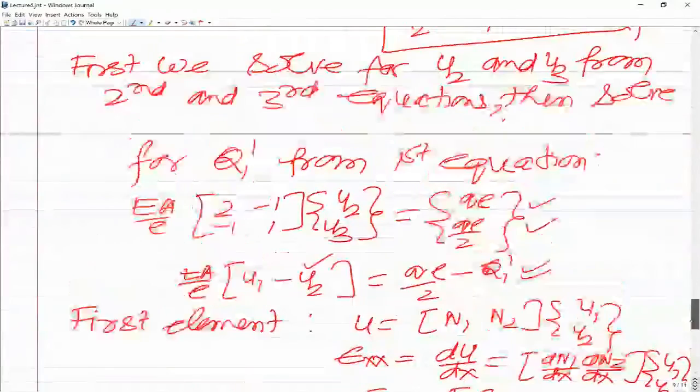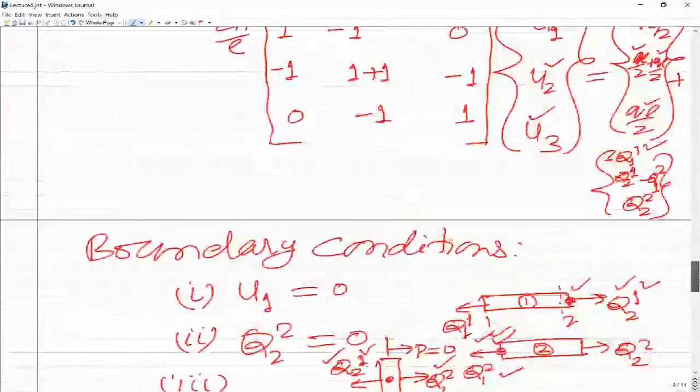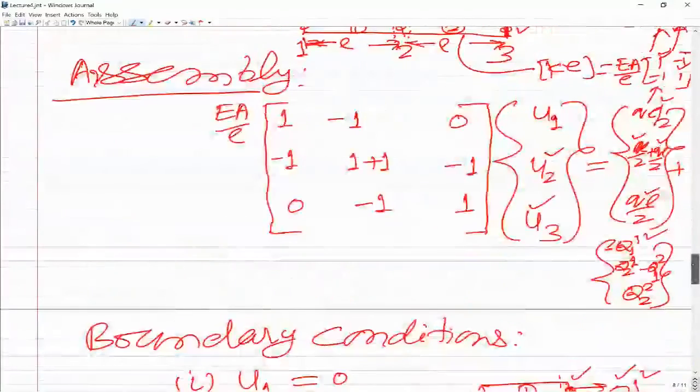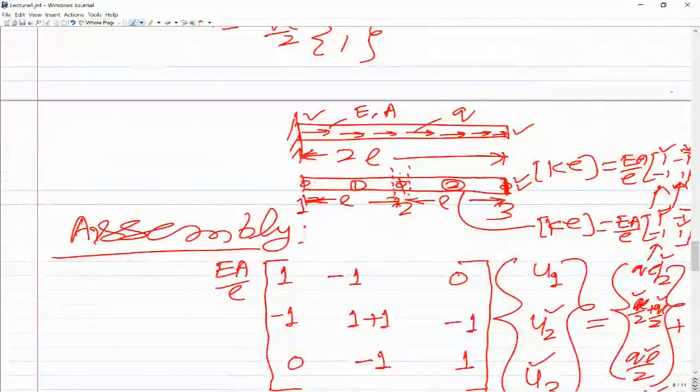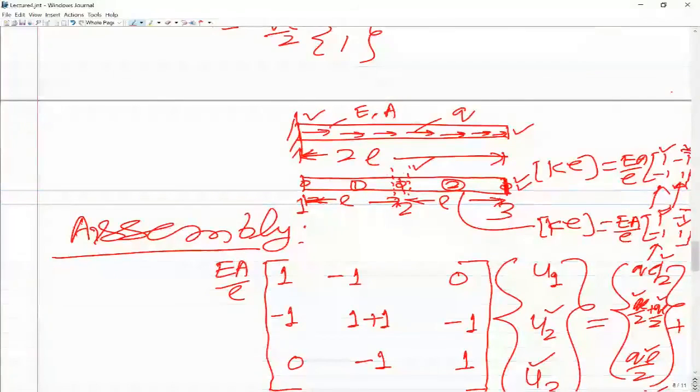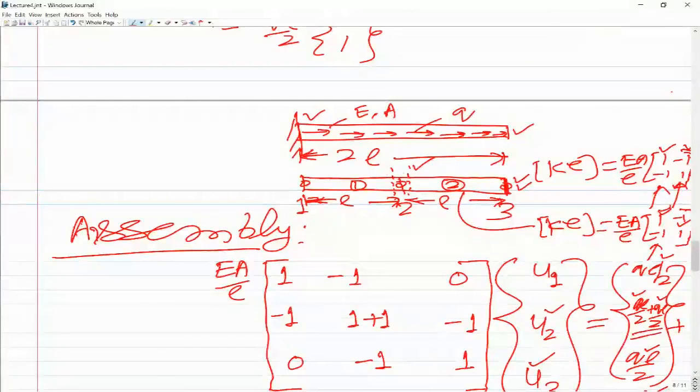So see, the reason is the second node gets contribution from both the elements. If you look at the first node, it has contribution only from the first element. But if you look at the global second node, it has contribution from both element 1 as well as element 2. So that is how it is QL. The third node again has contribution only from the second element, so it is QL by 2.